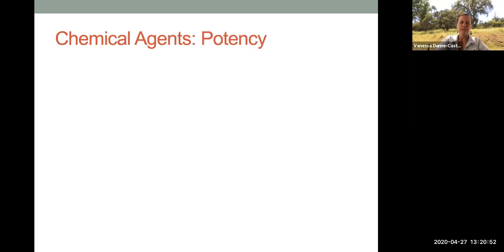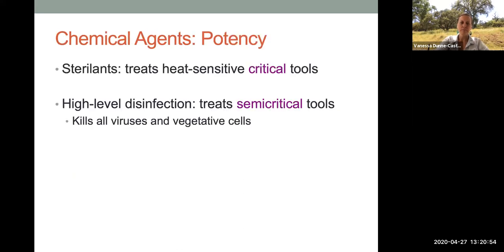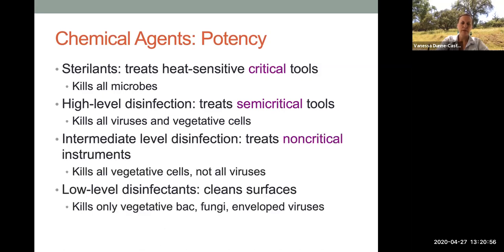So with the consideration, sorry, I don't know why my animations are out of order, but let's just work through it. Considering the levels of instruments that we just mentioned, critical, semi-critical, and non-critical, now we can go and talk about the potency of chemical agents. So the last slide was talking about the instruments themselves. This slide is talking about the chemical agents themselves.